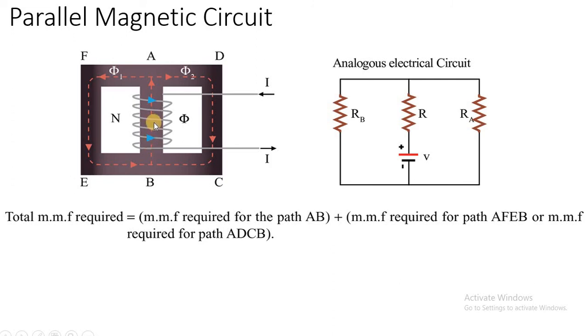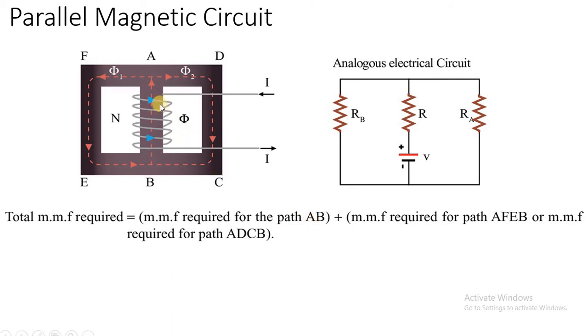Now this Ni is giving me the flux phi which is flowing through the path AB. The total flux phi is flowing through the path AB. So to flow that flux phi in the section AB, what MMF is required? That is the first bracket: MMF required for the path AB. So in the AB path, the MMF which we require to flow the flux phi is called the MMF required for the path AB.